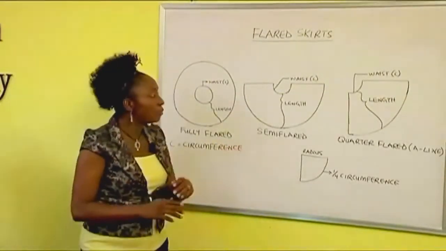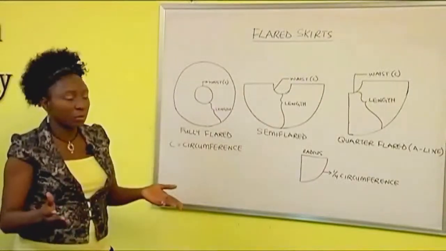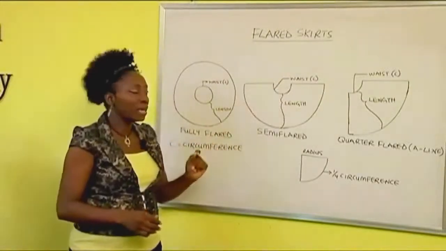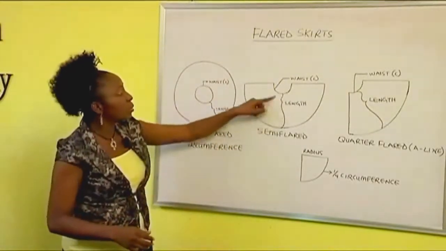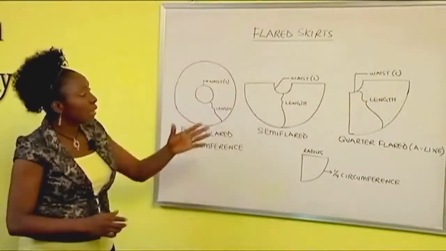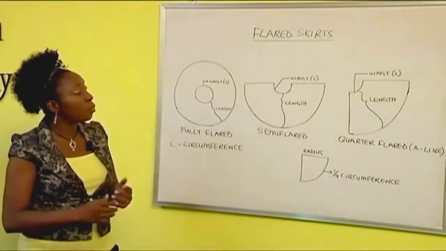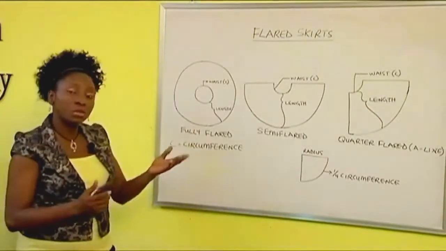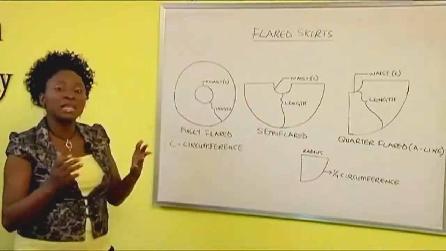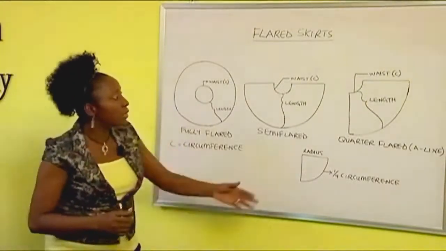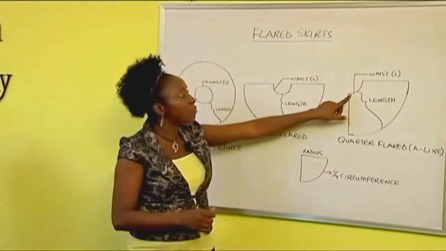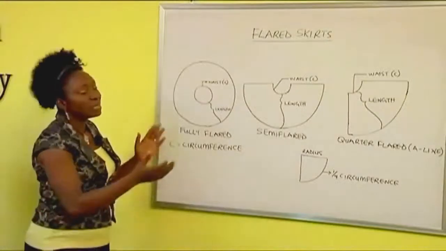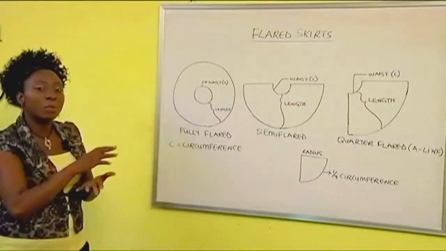Now if you look at the semi-flared skirt, you can see that it's a semicircle. We have the inner semicircle here representing the waist, and the distance between the two semicircles will give you the length. The third one is a quarter circle, called the quarter flared skirt, also known as the A-line skirt. It's not as flared as the others. The inner quarter circle represents the waist, and the length is in between the two quarter circles.